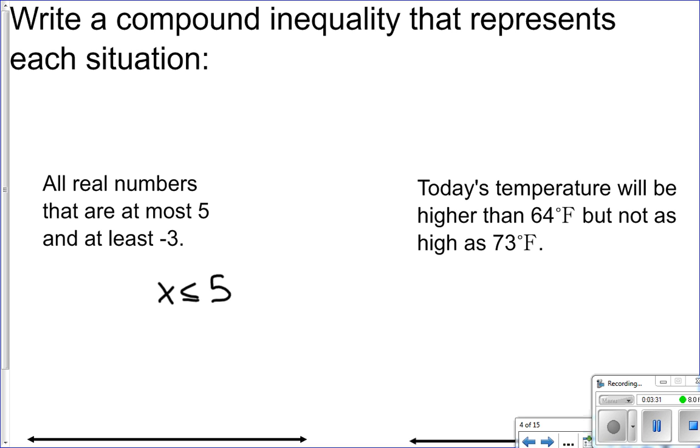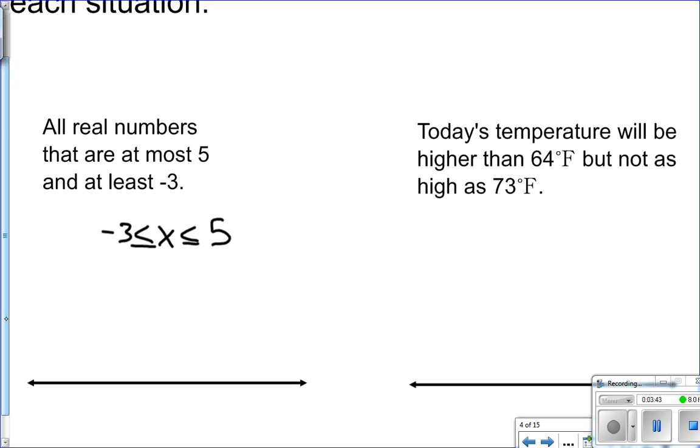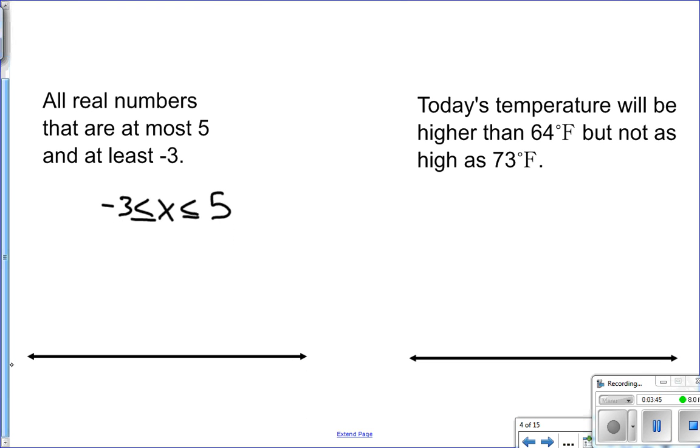But the least it can be is -3. So x has to be greater than -3, or at least -3. So it's x is greater than or equal to -3. So in my graph, it's going to be -3, 5, and since they're equal to in the inequalities, the circles are filled in. There's everything in between there.